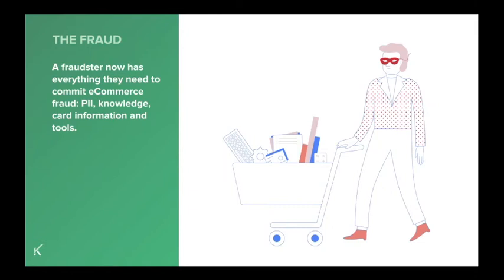Yeah, it really is, Dean. And so then it comes down to the fraud, right? So the fraudster has everything they need at this point to commit e-commerce fraud. They have the PII from the hack. They have the knowledge from the dark web and the tools that they've gathered from the community on the dark web. And so essentially what a fraudster will do is they'll visit your website and begin placing orders.